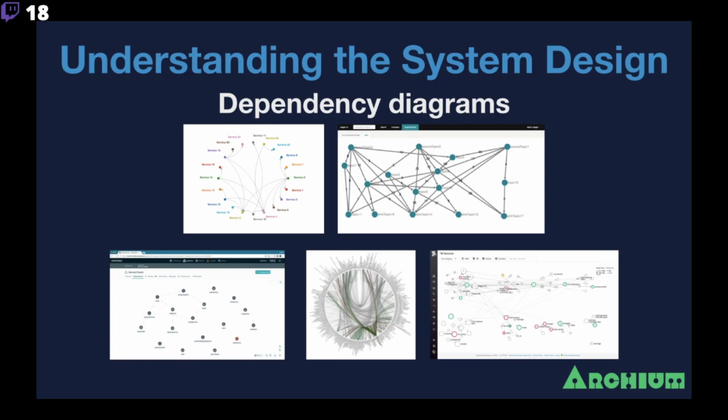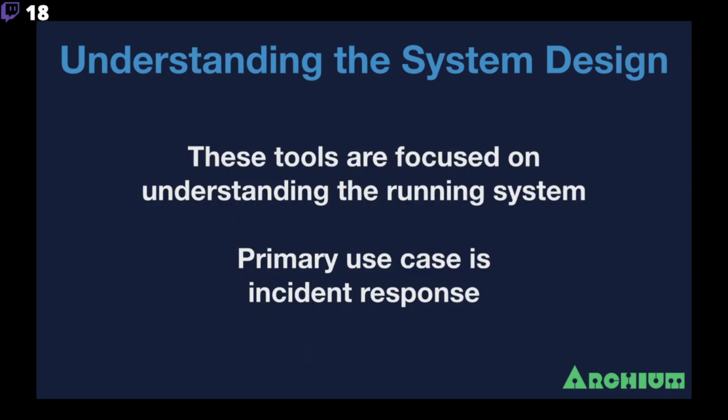The thing I found as I've looked through some of these is that I often find these tools are really focused on understanding the running system. Even though they're showing an architecture diagram, they'll often be pulling into it some real-time telemetry or trying to tell you where errors are happening or where slowness is happening, that kind of thing. And their primary use case is almost always coming from the idea of incident response. People come to these tools to handle an incident.